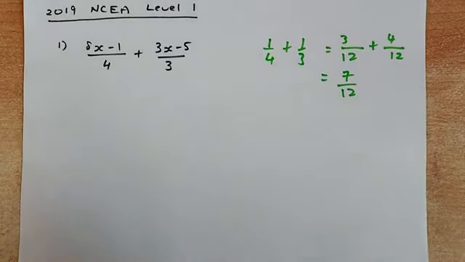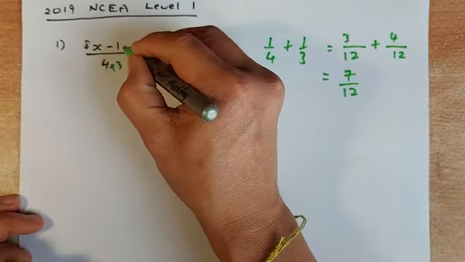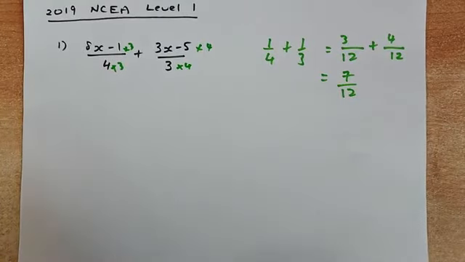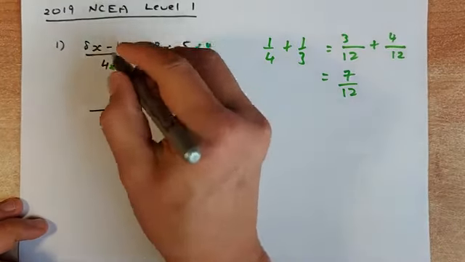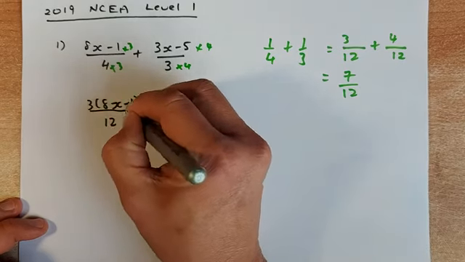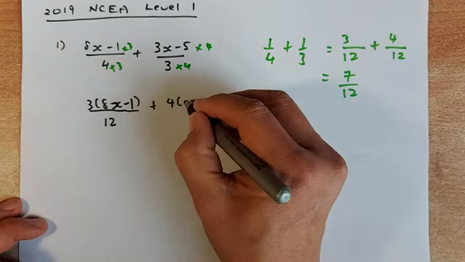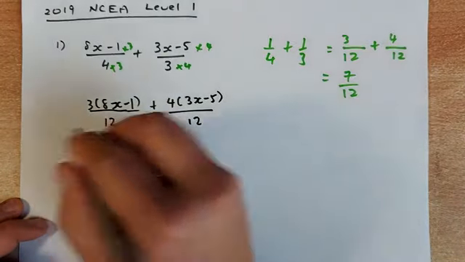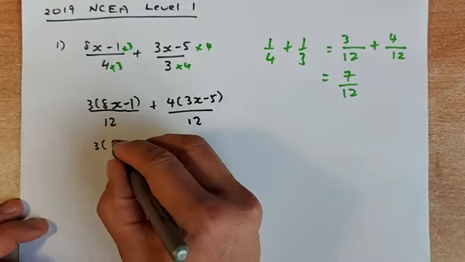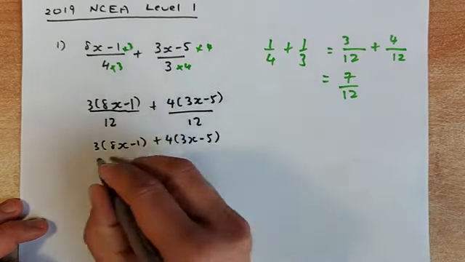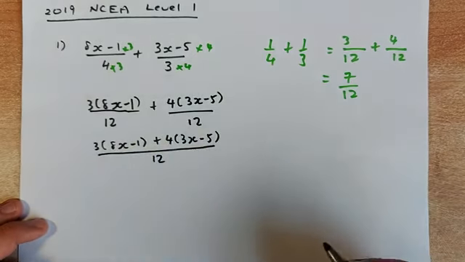So to get 12, you are going to multiply by 3 in the first, and then multiply by 4 for the second one. Your denominator is going to be 12 as usual, okay? And then on this side, you have to put the bracket, 3 multiplied by 8x minus 1, and on that side, it's 4 multiplied by 3x minus 5, over 12. Then you're going to combine all into 1. So 3 bracket 8x minus 1 plus 4 bracket 3x minus 5. Since they are the same denominator, you can divide the whole thing by 12.